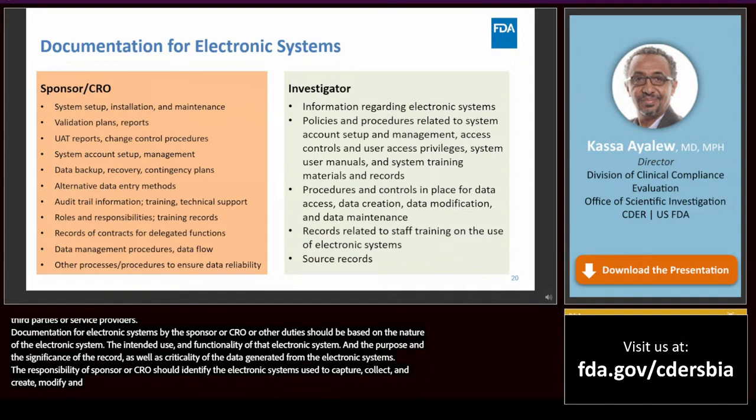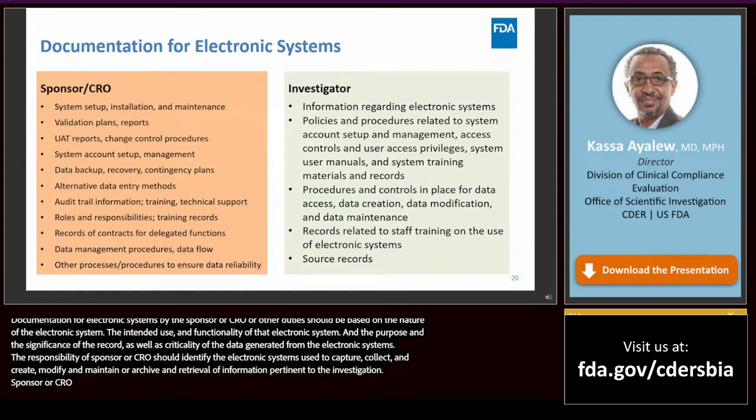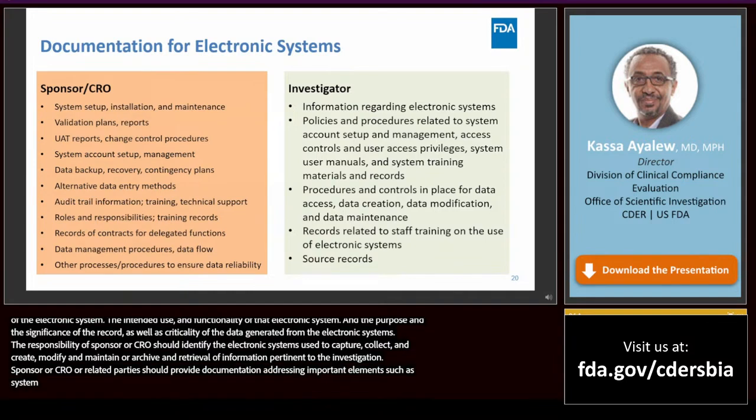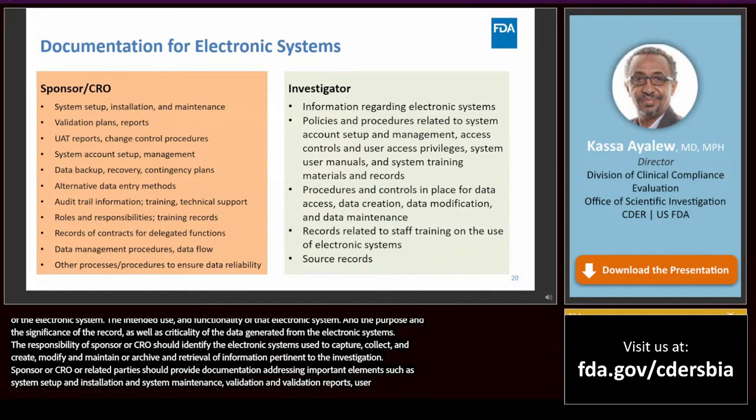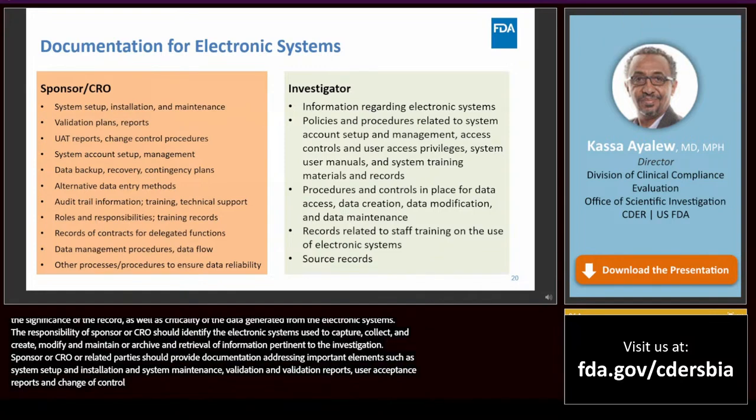Sponsor or CRO or other regulated parties should provide documentation addressing important elements such as system setup and installation and system maintenance, validation plan and validation reports, the user acceptance test reports, and change control procedures. The list goes on, and audit trail information and training information and so forth.